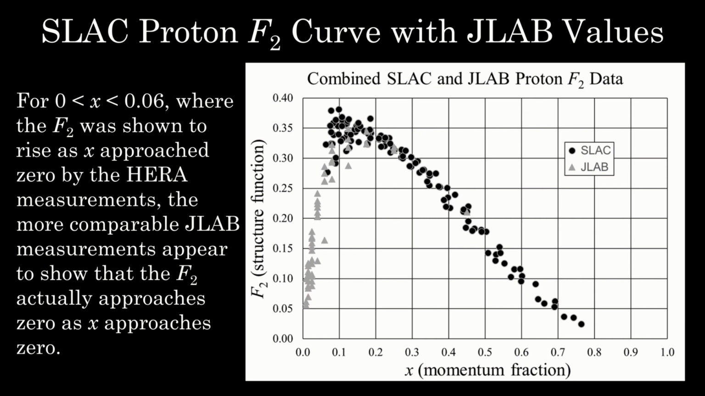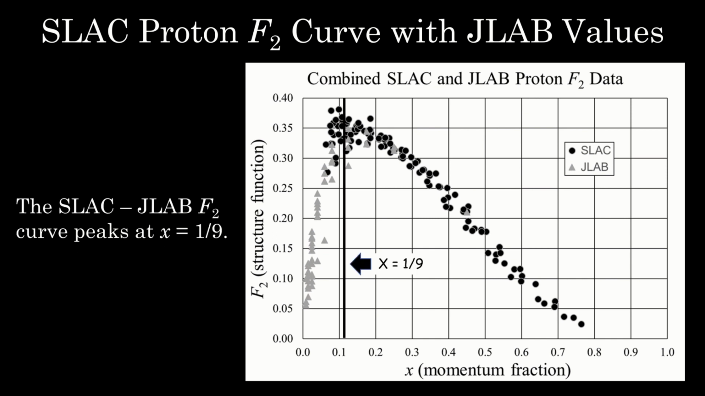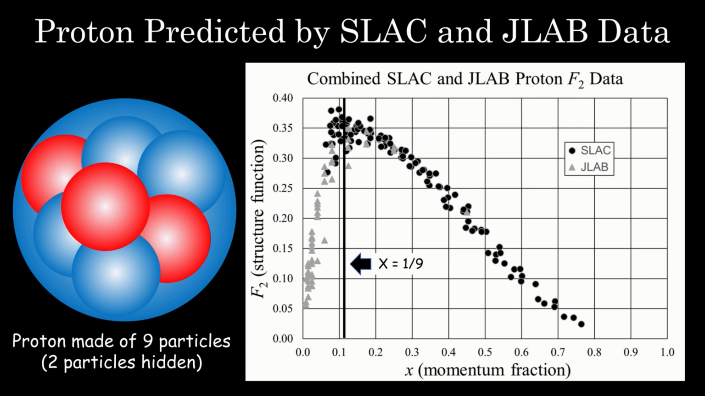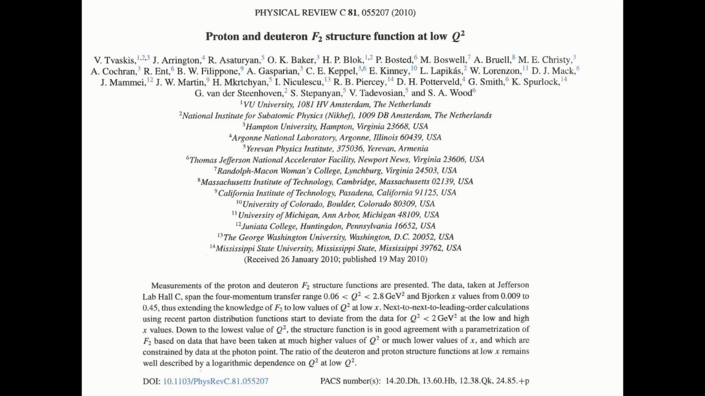As a result, when the SLAC and the JLAB F2 values are plotted together, the F2 curve peaks at about X equals 0.11 or 1/9. According to parton theory, this means that the proton appears to have 9 particles within it. The proton is made of 9 particles. Although the JLAB data is available, it apparently has never been used to reevaluate the proton model.